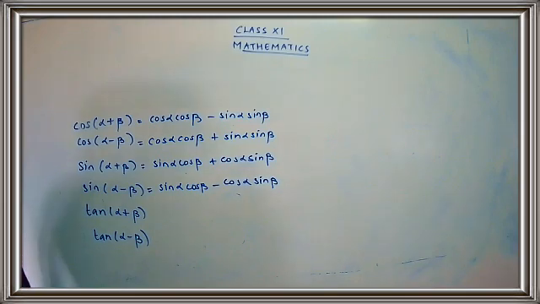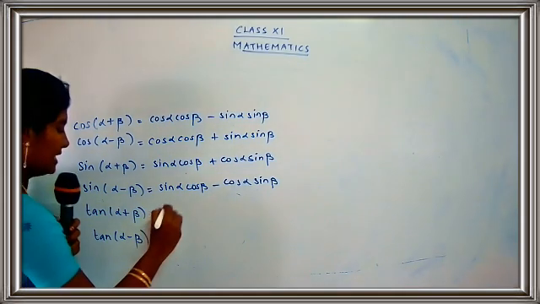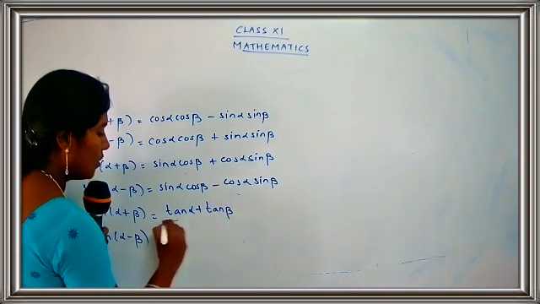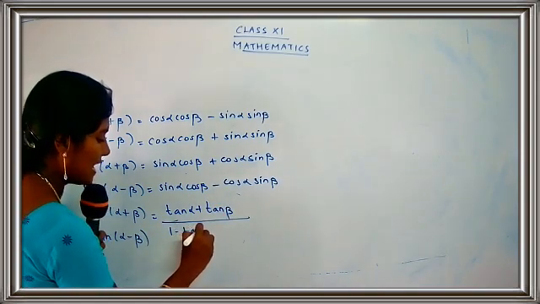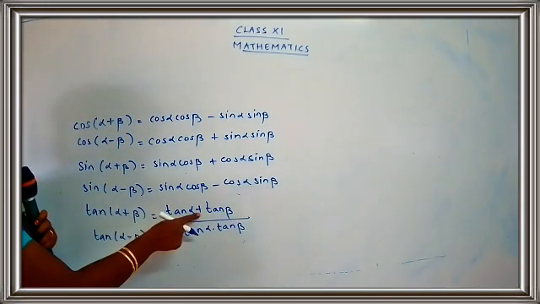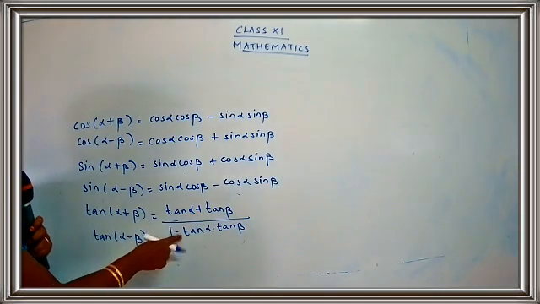For tan alpha plus beta, very simple formula. It's tan alpha plus tan beta upon 1 minus tan alpha into tan beta. Plus in the numerator, minus in the denominator.